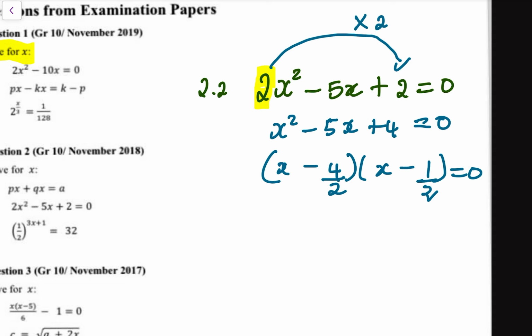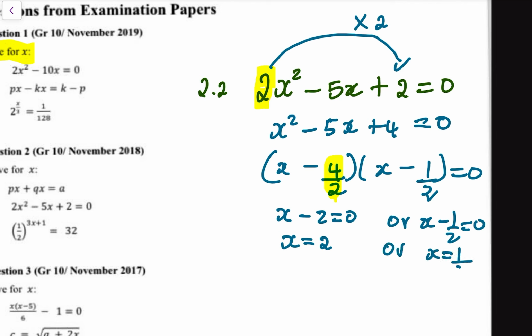Now, 4 over 2 is the same as 2. So now we can say we have x minus 2 is equal to 0, or x minus 1 over 2 is equal to 0. Now that means x is equal to positive 2, or x is equal to 1 over 2. We have solved for x. Let me move to the next one.